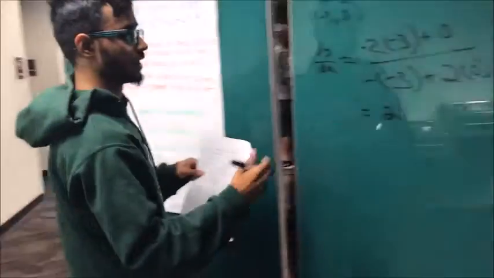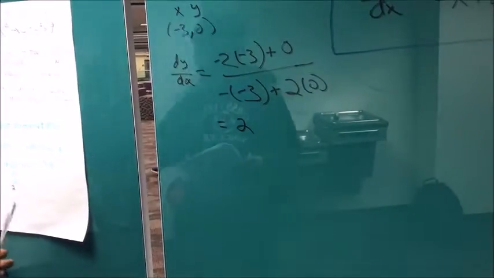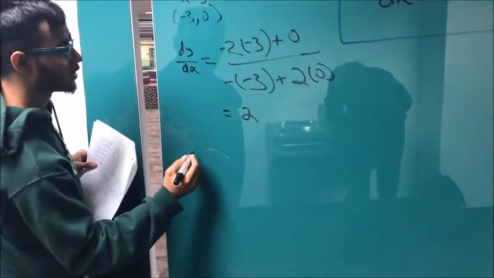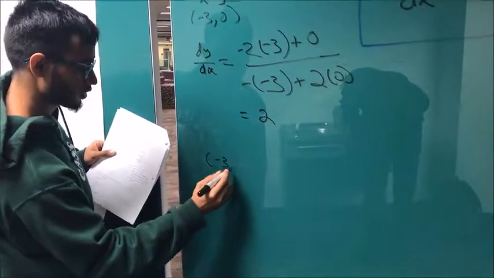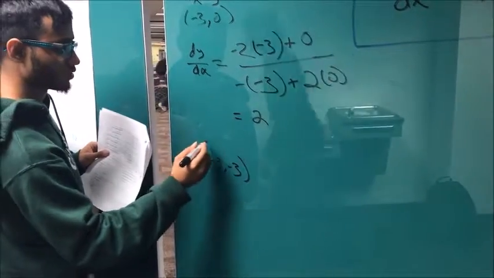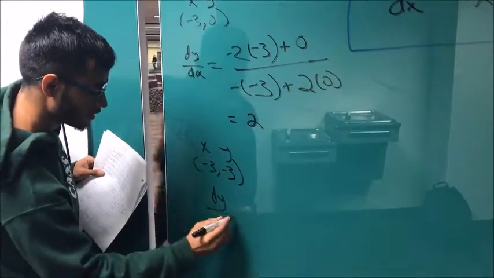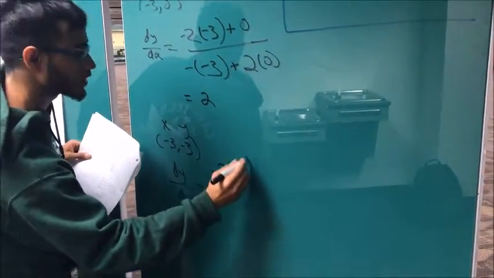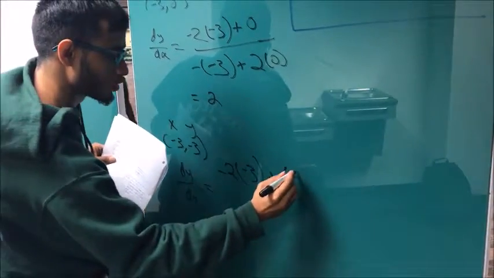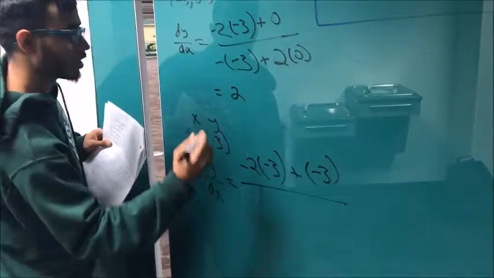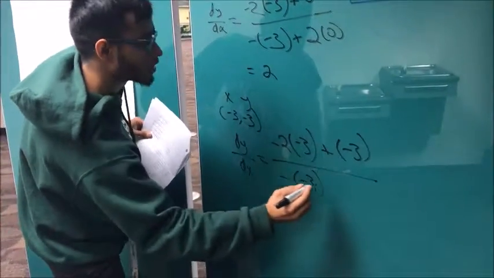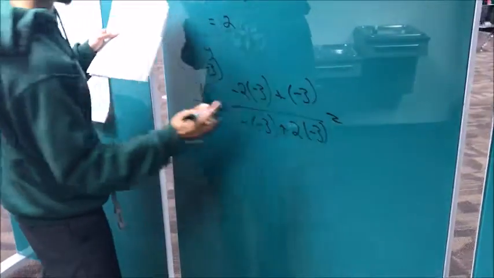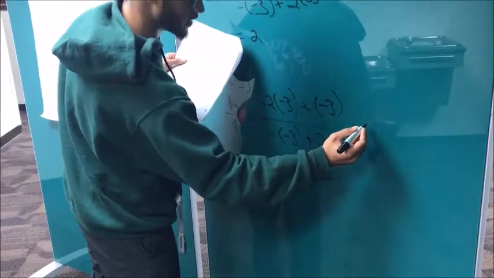Okay. Now we do the same thing for the other 5 points. So dy/dx for this one, we're going to use (-3, -3), so x and y. dy/dx equals negative 2 times negative 3 plus negative 3, all over negative 3 plus 2 times negative 3, which is 1, which is negative 1.